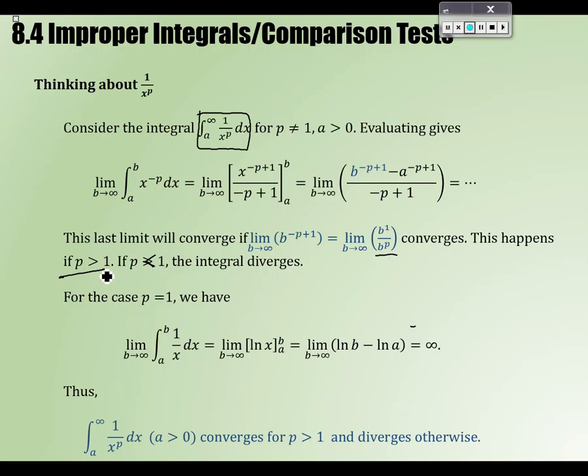Hey, why does a have to be greater than 0? Because at 0, we have a little bit of an issue. We have like a vertical asymptote, don't we? If the bottom limit of integration is 0, now we're not just dealing with an improper integral of one kind. We're dealing with a vertical and a horizontal asymptote, and all bets are off. We will discuss that in a second on the next slide, actually.